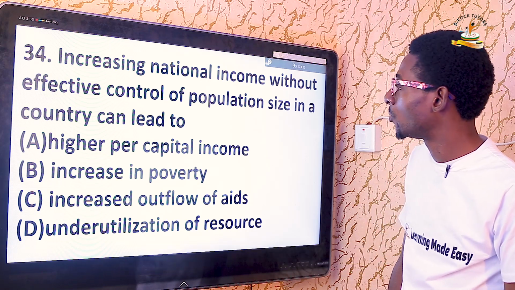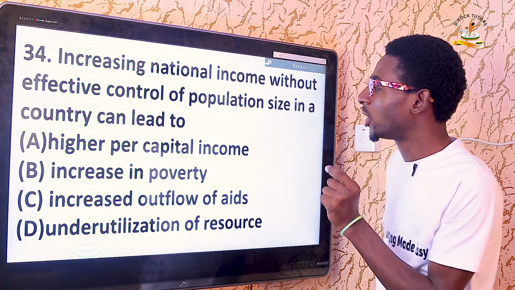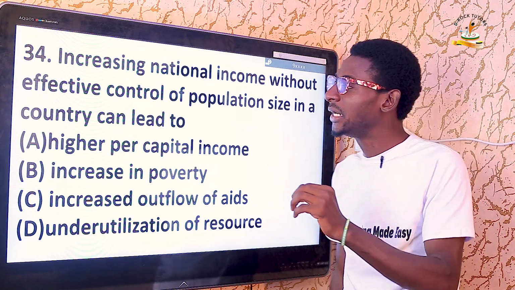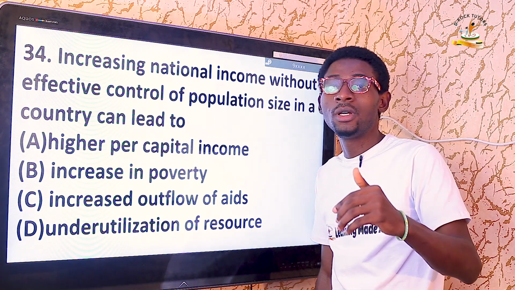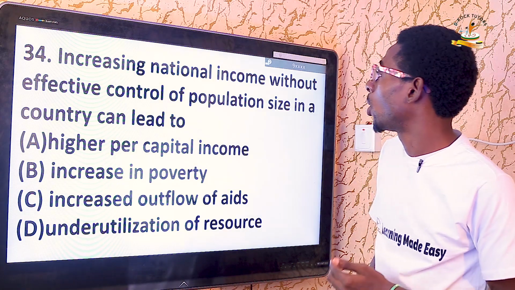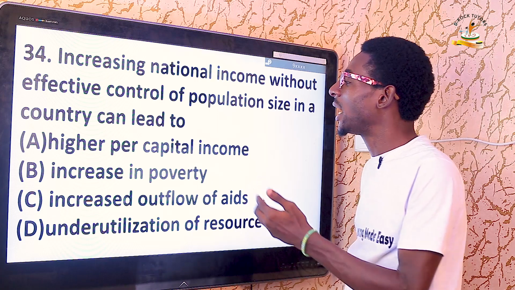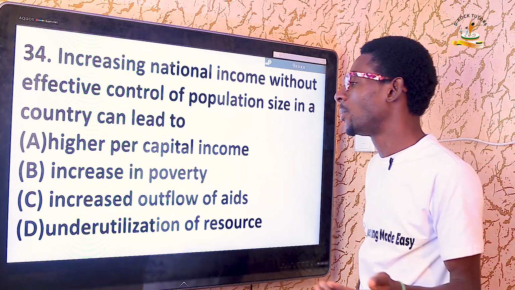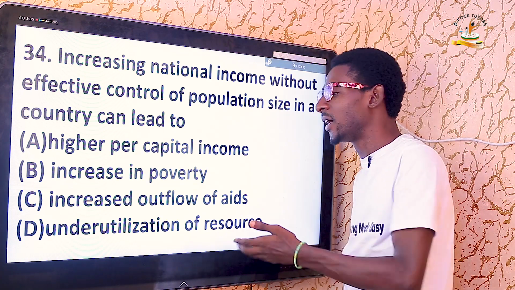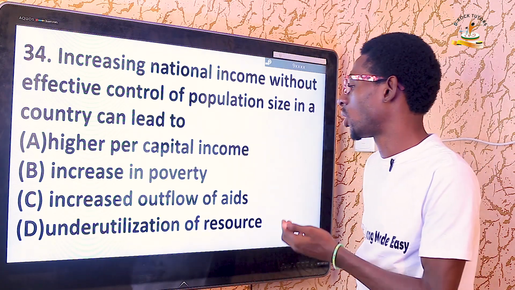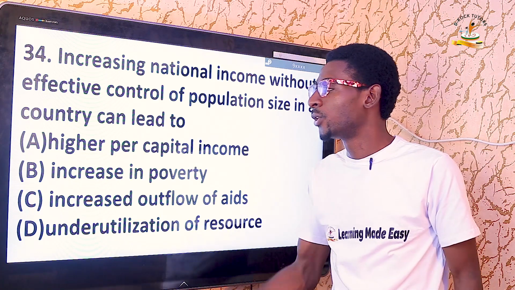Increasing national income without effective control of population size in a country can lead to... So when the income of a nation is increasing and at the same time population is increasing, what will it lead to? Option A, higher per capita income. Option B, increase in poverty. Option C, increased outflow of aids. Option D, underutilization of resources. The answer is option D, underutilization of resources.